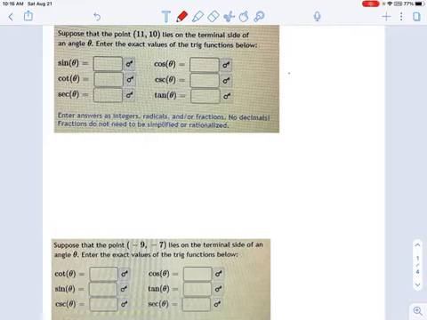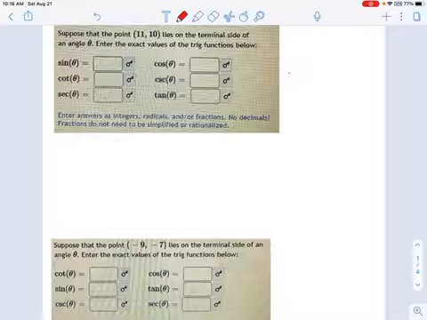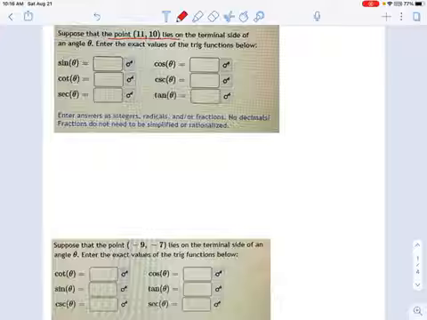I'm going to talk about two of the homework problems here. They both have the same idea, but one of them is a little more complicated and it requires you to think outside of quadrant one. So let's talk about quadrant one in this first example. It tells me I have a point, 11, 10. It's in the standard coordinate plane.